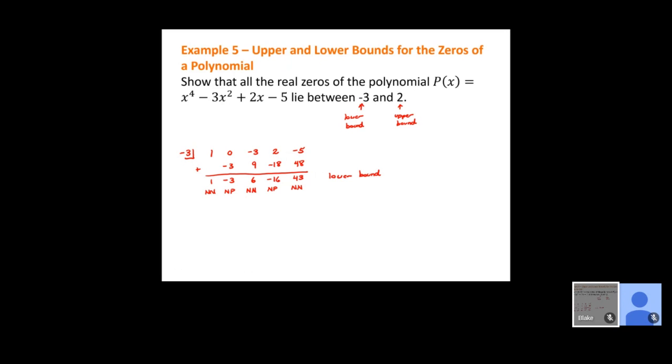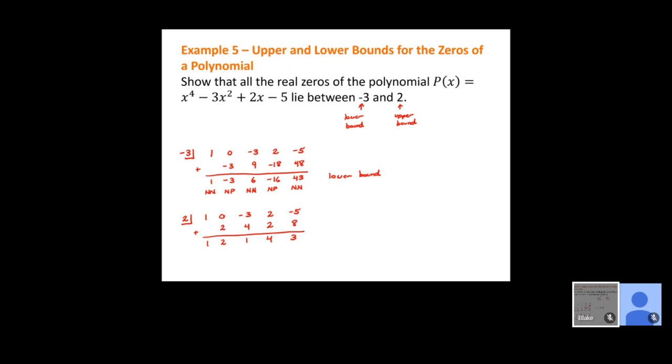Now we need to show that 2 is an upper bound. Test 2, same coefficients, 1, 0, -3, 2, and -5. Bring down the 1. 1 times 2 is 2. 0 plus 2 is 2. 2 times 2 is 4. -3 plus 4 is 1. 1 times 2 is 2. 2 plus 2 is 4. 4 times 2 is 8. And -5 plus 8 is 3.